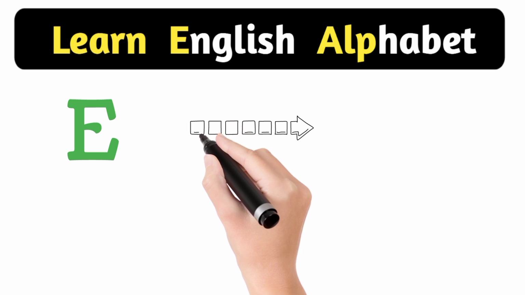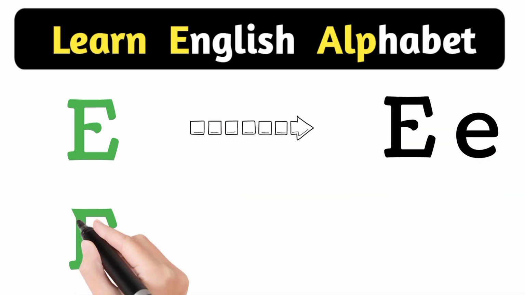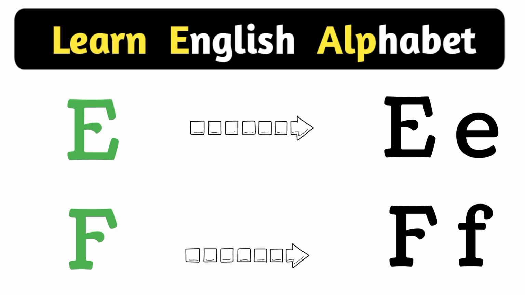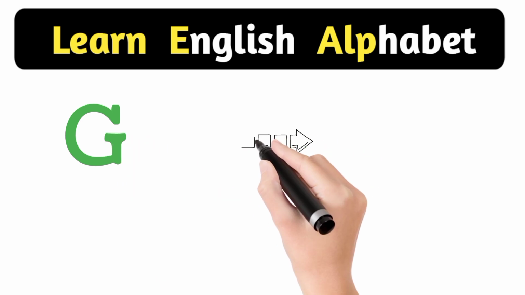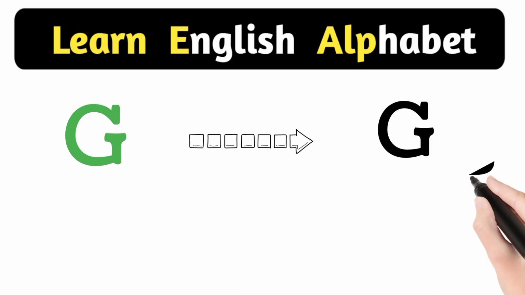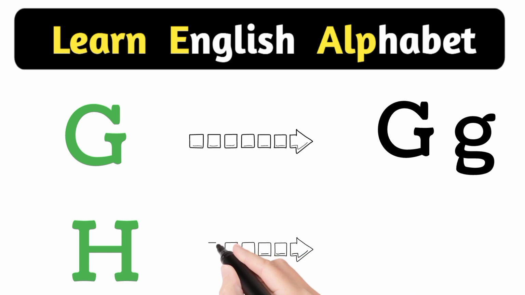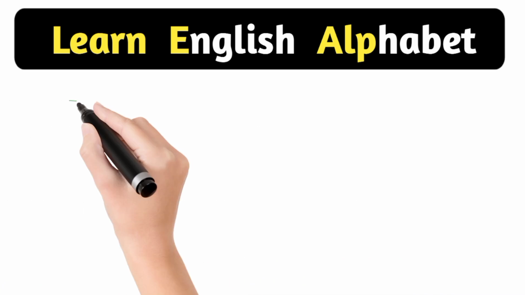E. This is E. E is written like this. F. This is F. F is written like this. G. This is G. G is written like this. H. This is H. H is written like this.